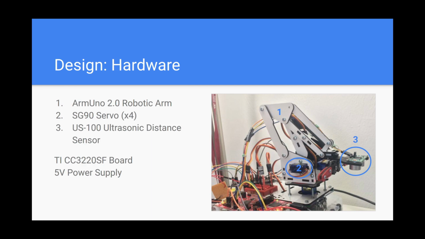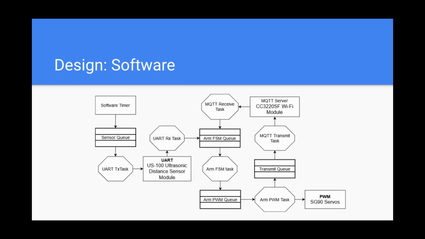We also had a US 100 ultrasonic distance sensor that we communicated with via UART, so we had to send it a specific 1 byte value, and it would send back 2 bytes of data that could be converted into a distance in millimeters. And all of these were connected to the TI board, and the 5-volt power supply was used to power the servos. For the software in this component, there were 6 main tasks used.